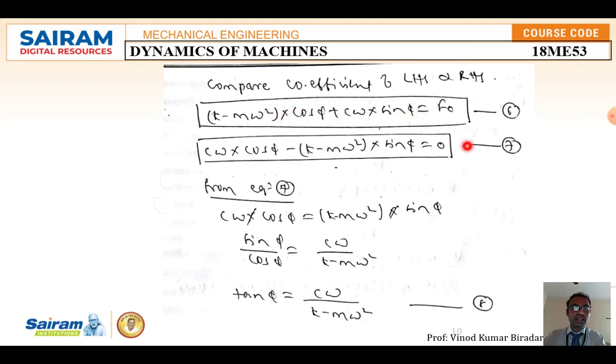Give equation number 6. Again the 0 is equal to the remaining, that is c omega x cos phi minus (k minus m omega square) x into sin phi is equal to 0. Give equation number 7. Okay, so from equation number 7, just to resimplify this, c omega x cos phi is equal to (k minus m omega square) x into sin phi, just to transfer to RHS. Okay, so x is going to get cancelled, you are going to get what?